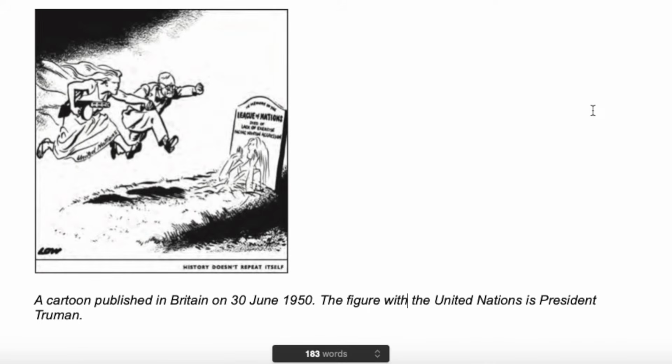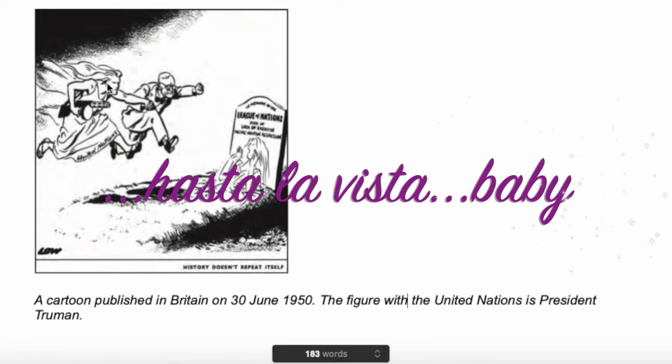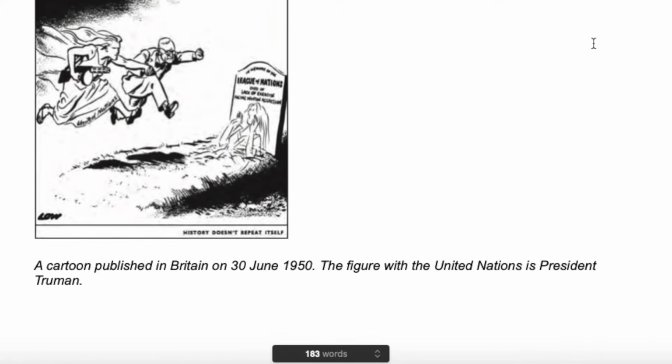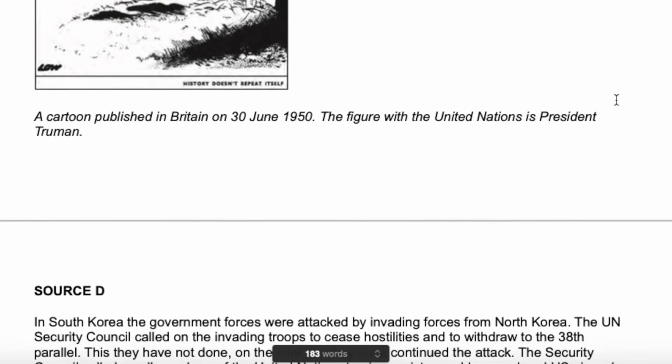So it says history doesn't repeat itself. If there was no military intervention for South Korea, the United Nations would suffer the same fate as the League of Nations. So, okay, that's a pretty positive view on the intervention in South Korea in the Korean War.